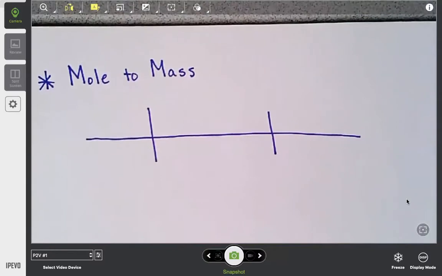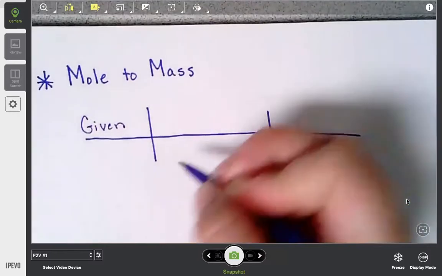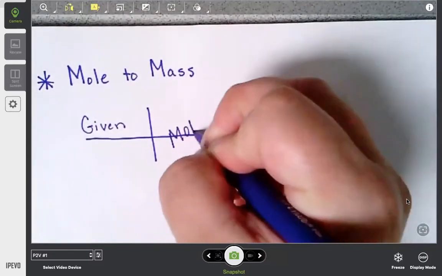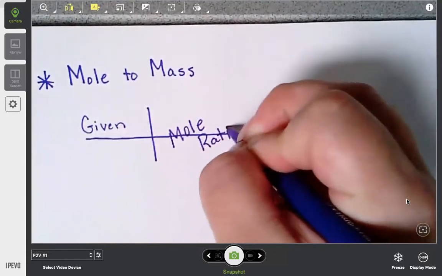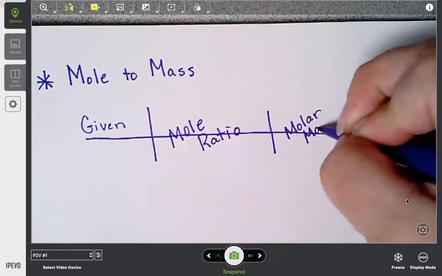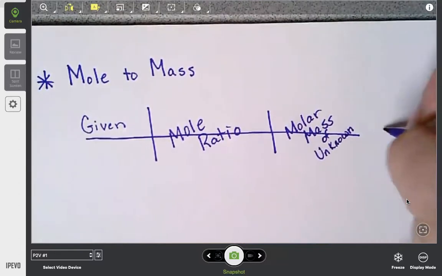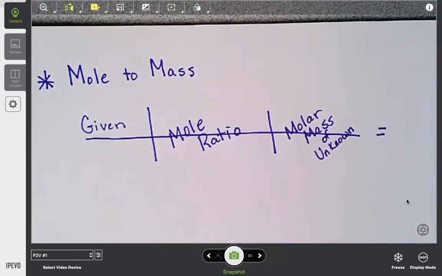In general, this is what my fence looks like. Of course, this is where you're going to have your given. This is going to be the mole ratio. And then the last step is going to be the molar mass of the unknown. So if we're going from mole to mass, we're going to start with a given. We're going to convert it to the moles of the unknown. And then we're going to convert from moles to grams of that unknown substance using our chapter 10 skills.